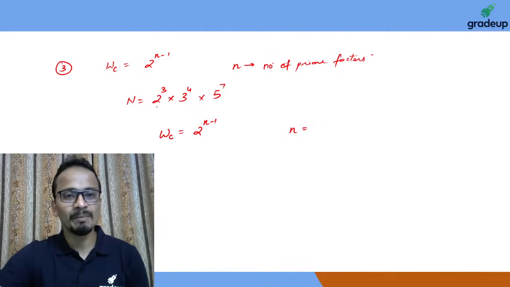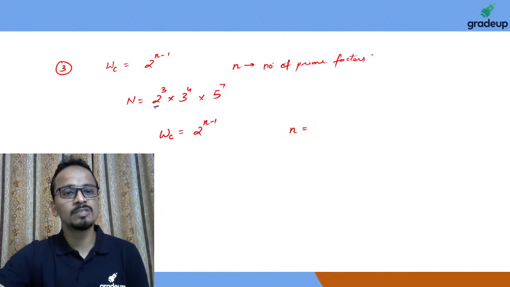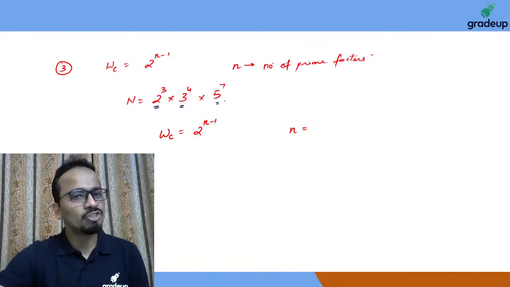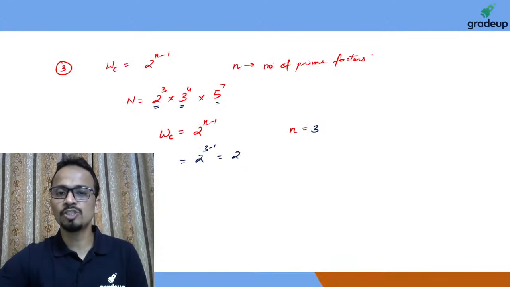so n is the number of prime factors. All right. So the number of prime factors here is 1, 2, and 3. So the value of n here is 3. Okay. So the number of ways will be 2 raised to the power 3 minus 1. And that is 2 raised to the power 2, which will be 4.